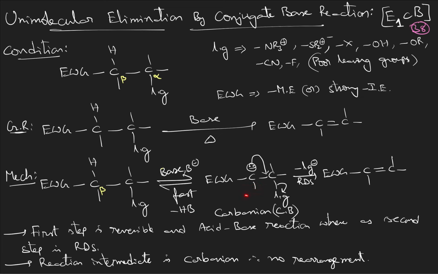Now this carbanion formed will also be stabilized by the electron withdrawing group. So the electron withdrawing group has two functions here. One is to increase the acidic character of the beta hydrogen, and second, to stabilize the carbanion formed. And this step, proton release, is basically like an acid losing a H plus ion and forming its conjugate base. Therefore the reaction is unimolecular elimination through conjugate base formation.